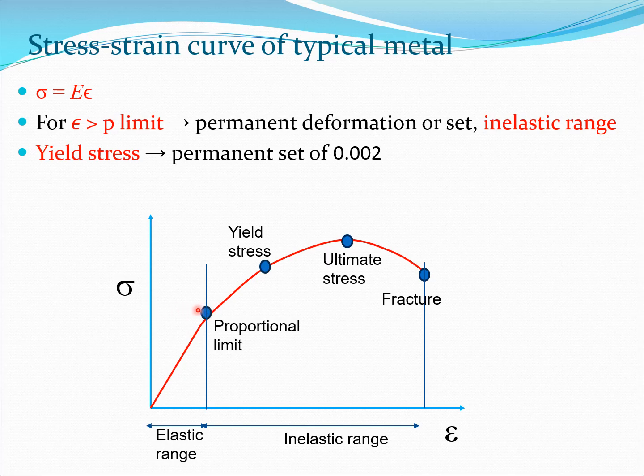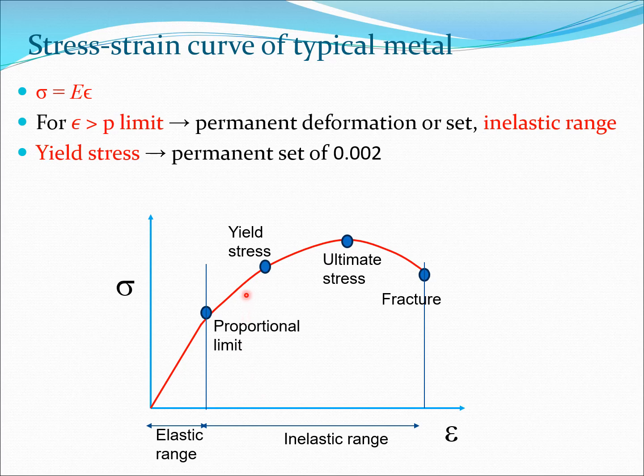Now this region is known as the elastic region because in this region you can move back and forth. But once you start moving into this region, you are encountering this kind of nonlinear behavior. So what will happen is that you will go up further, you have a certain point known as the yield stress, then ultimate stress, and then finally fracture of the material and its complete destruction. So this region from the proportional limit to the fracture point is known as the inelastic range.